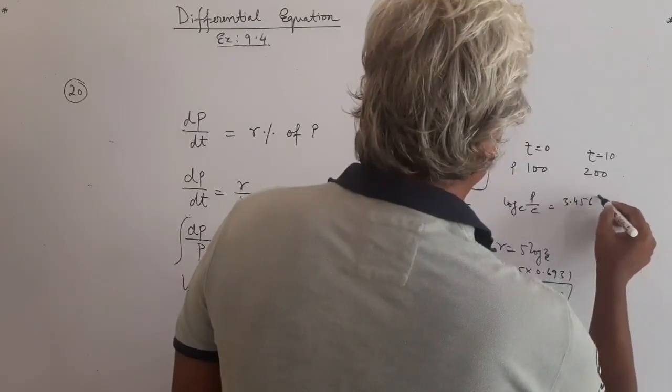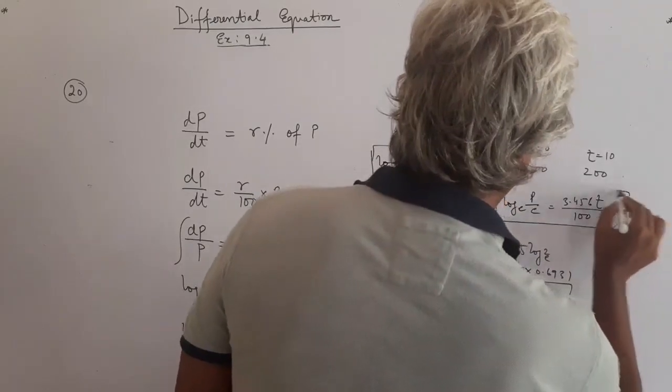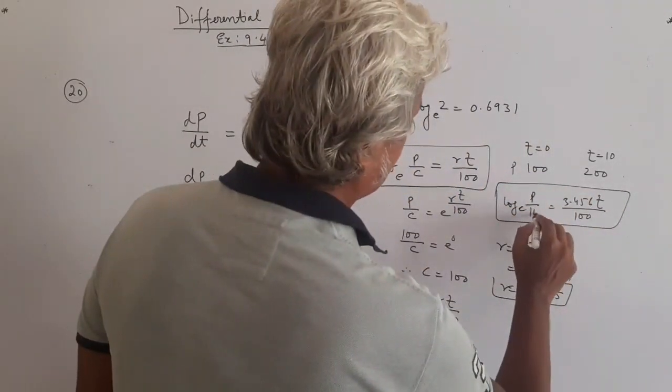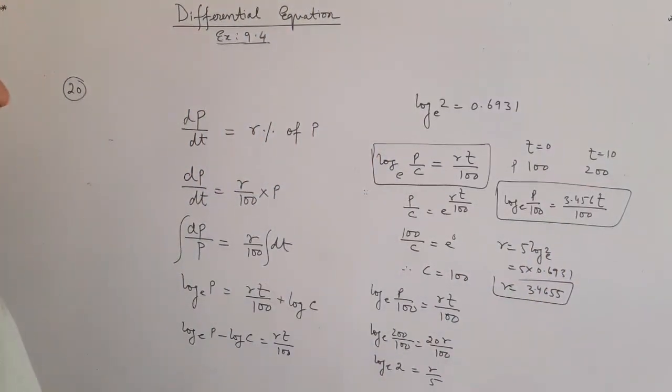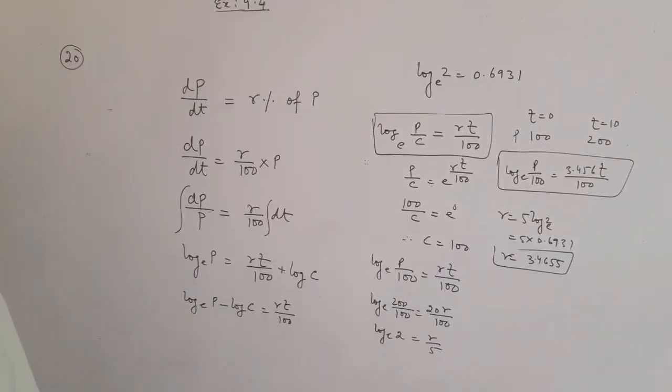So we write 3.456 T over 100. This is our final equation, and there also in place of C you can write this as 100. Now P becomes a function of T; you keep on changing T and you keep on finding the corresponding value of P. This is how this question will be solved.